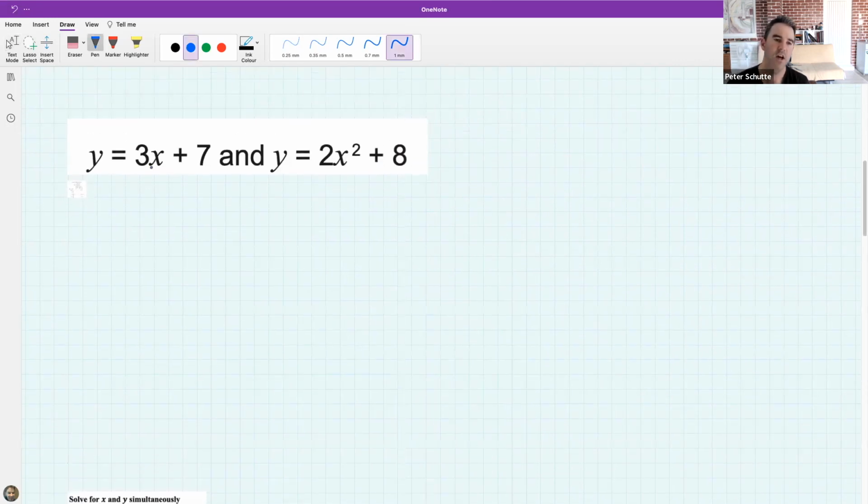Now, if I look at these two, I think that I would call this one over here equation number 1 because it looks simpler. And then this one over here is going to be equation number 2. And then, like we said, we're going to take equation 1 and substitute it into equation number 2. So that's what we're going to do after the break.